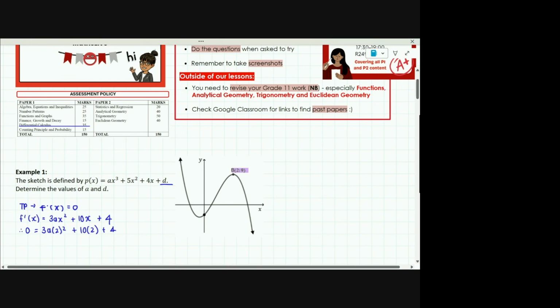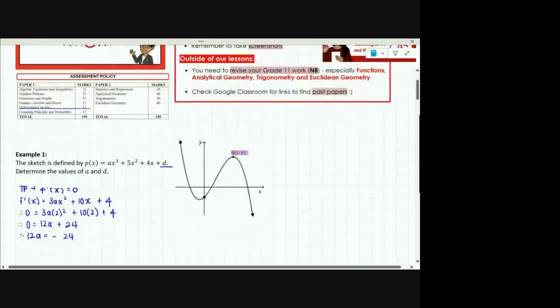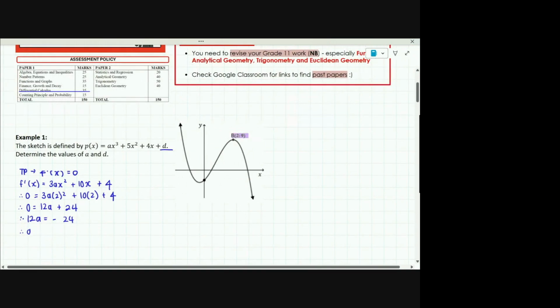Right, and then like I said, what's great is that because d is the constant and we found the derivative, it's fallen away. So now we can just go and solve it for a. So 0 is equal to 12a plus 24, which means that 12a is equal to negative 24, which means that a is equal to negative 2. Now remember we said right at the start, a should be negative. It is negative. It's a decreasing cubic function, so a should be negative. We've got an a value that matches up with what we expected.